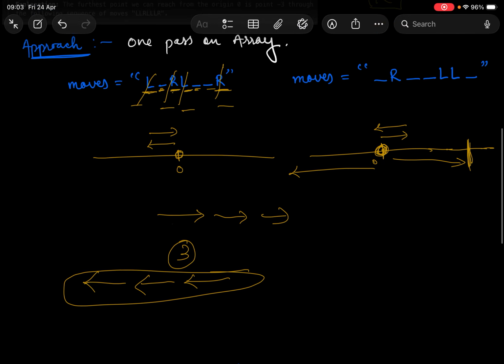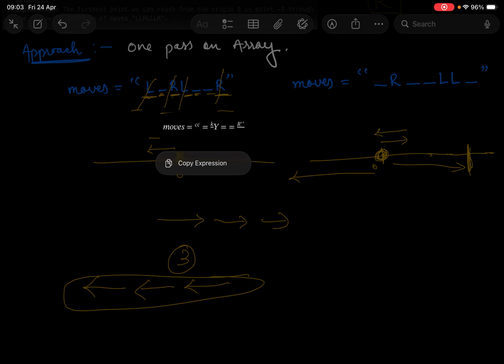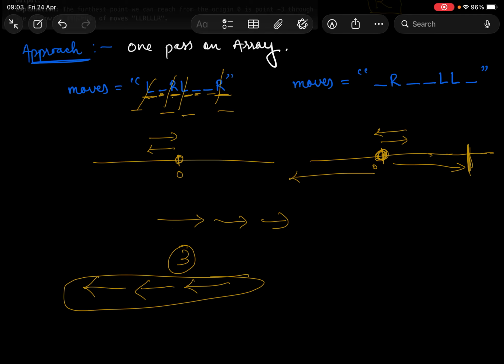Okay, so we will use the same concept, that the number of lefts and rights will get cancelled. So what is the remaining of them? We will move our underscores in the same direction. Okay, so now let's take this example. There is one L, one R. This will cancel. Now there is one left remaining, right? Now to get the maximum farthest distance, what we need to do?